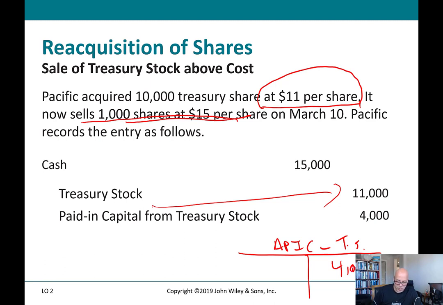And what I would do in a problem where they're giving me a bunch of different things that are going on with the treasury stock sales, acquisition, and then resale, is I just start keeping track of this APIC treasury stock account, because I know that I'm going to be limited to this 4,000. And once it closes out, any additional amounts under that reacquisition price of $11 got to go to retained earnings, right?